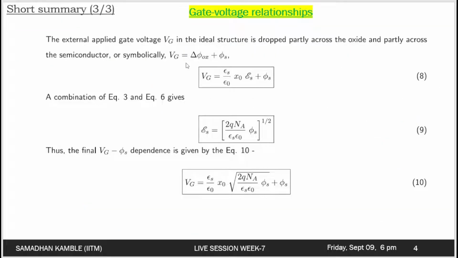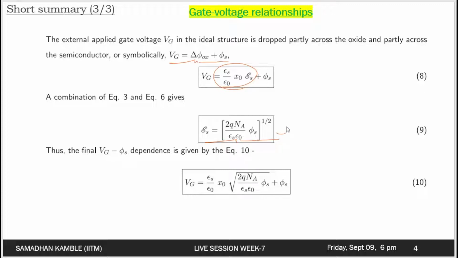So it is written by delta phi oxide, that is the voltage drop at the oxide region, and phi s at the semiconductor side. So this delta phi oxide is substituted by this particular relation, and if you just compare or take into account equations number 3 and 6, we'll get the electric field on the silicon side as given by this particular relation.